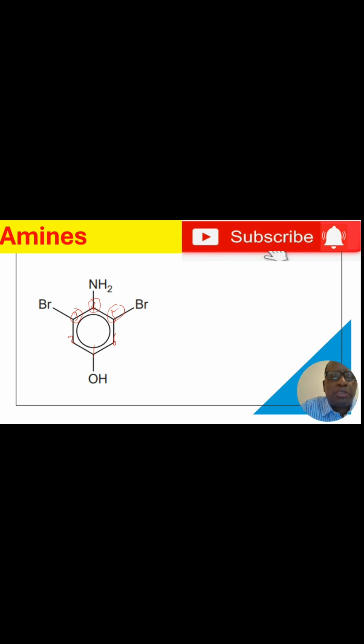So what are we going to call it? Are we going to call it 3,5-dibromo? Or are we going to call it 4-amino? Right, as you can see, amino comes before bromo in the alphabet, so we're going to call it 4-amino-3,5-dibromophenol.